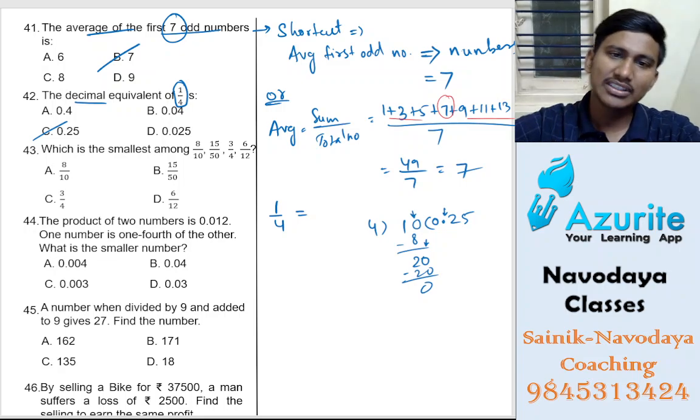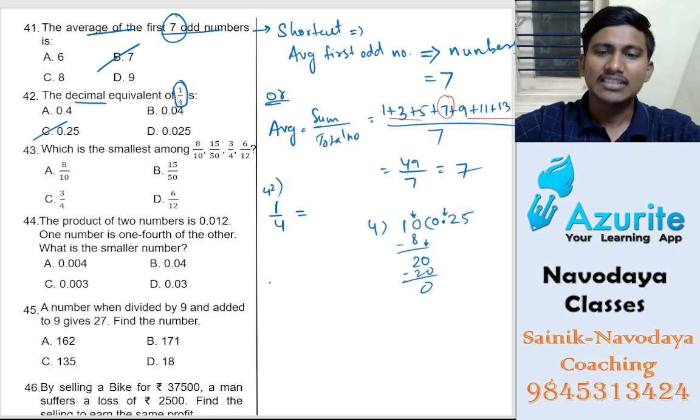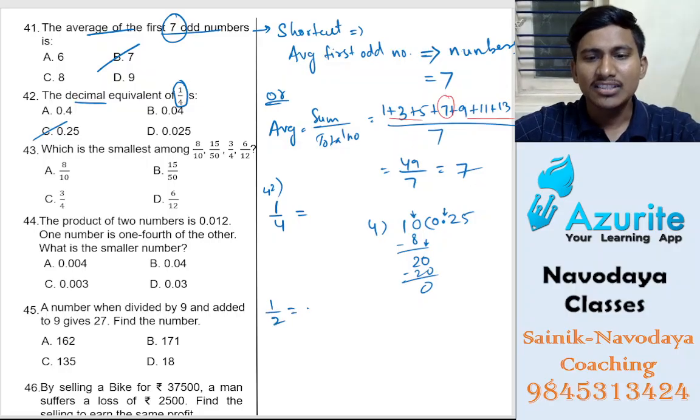You should remember this. Okay. So that is 1 by 2, half means 0.5. 1 by 4 means 0.25.